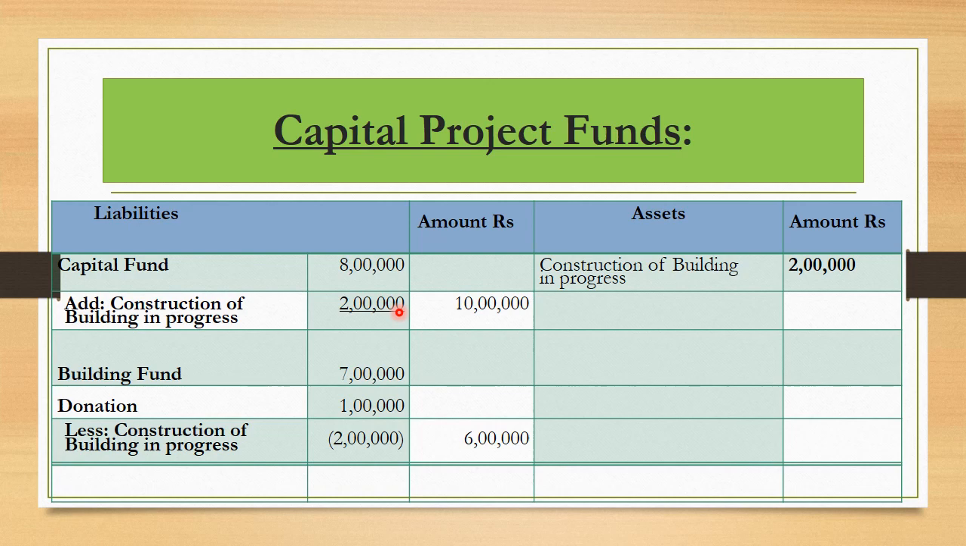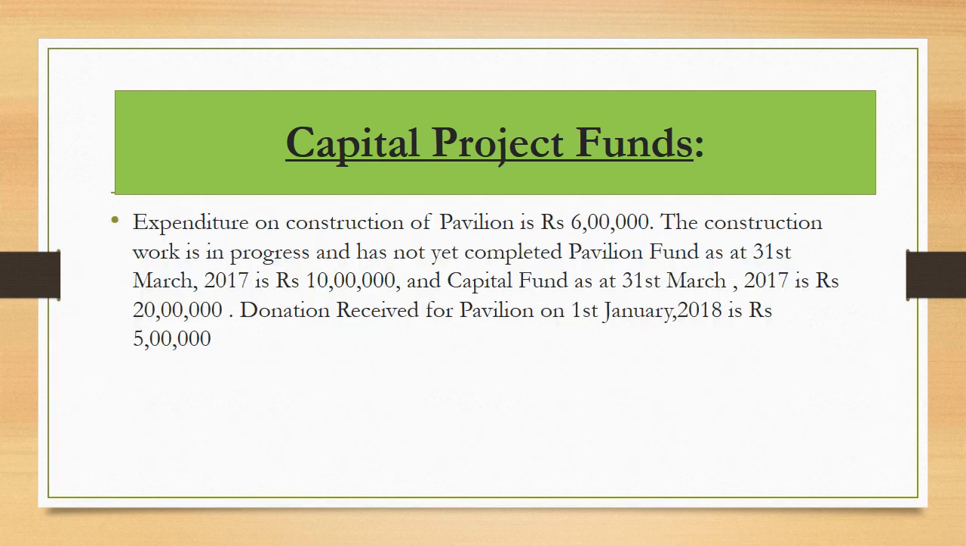It means when capital project fund is there, use of such fund will create three effects. One, reduction from such fund. Second, creation of asset. Third, increase in capital fund. Now, for better understanding of capital project fund, I am showing you an illustration. In the illustration, expenditure on construction of pavilion is 6 lakh. And as I told you, any use of fund on capital expenditure will create three effects.